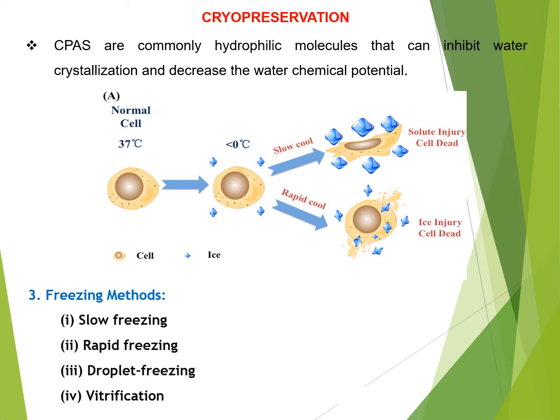Non-penetrating cryoprotectants are larger molecules like sucrose and polyethylene glycol. They do not enter the cell but dehydrate the cell before freezing. Thus, they inhibit ice growth. They also maintain the osmotic equilibrium of the cell. This would also help during thawing.